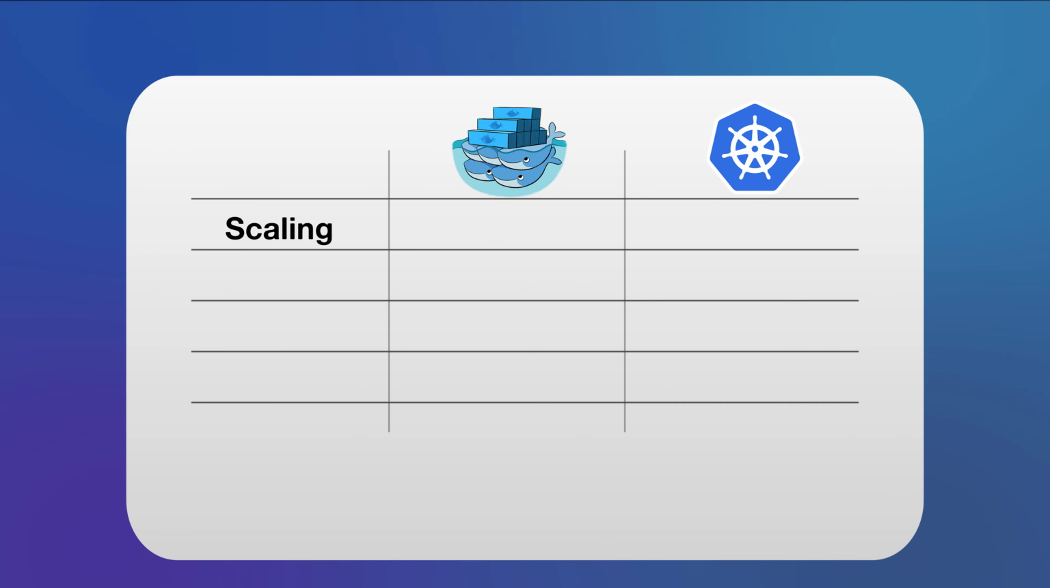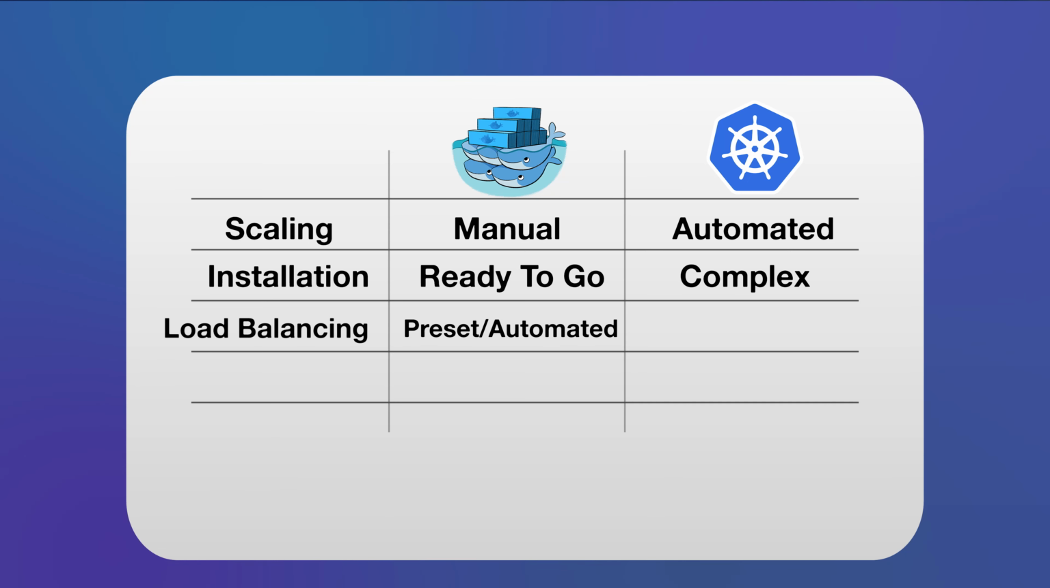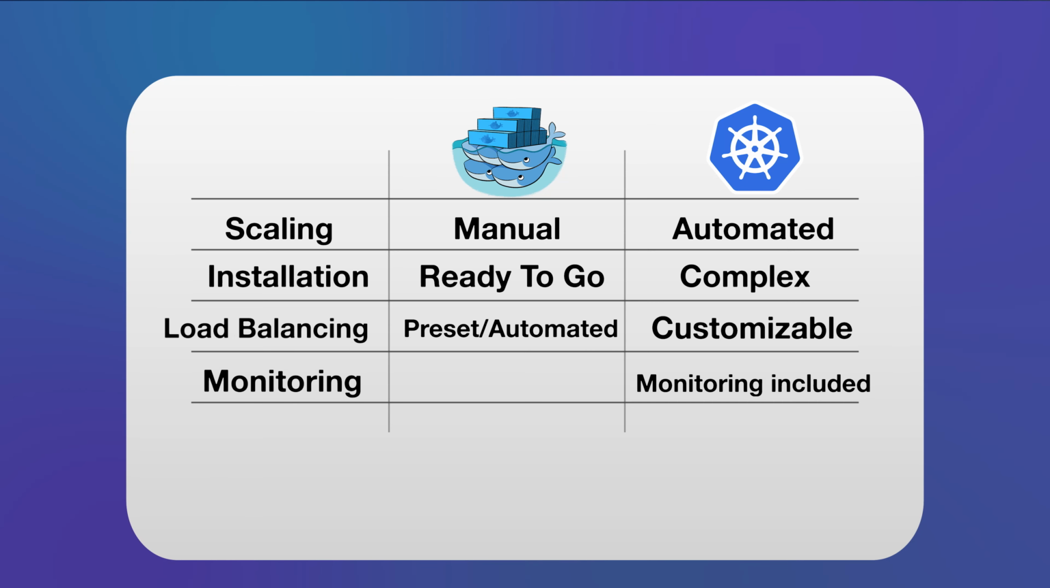Regarding scaling, Kubernetes is automated scaling, while Docker Swarm must be manually scaled. Installation: Docker is ready to go out of the box and has a very easy installation process. Kubernetes has a complex, like really complex installation process, but is highly customizable. Docker has automatic load balancing, while Kubernetes needs to be told how to load balance your containers, with Kubernetes' separate command line interface tool. Speaking of tools, Kubernetes has built-in monitoring services, while Docker Swarm absolutely needs a third-party tool for monitoring.